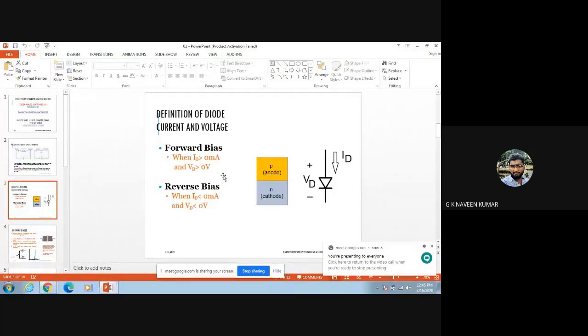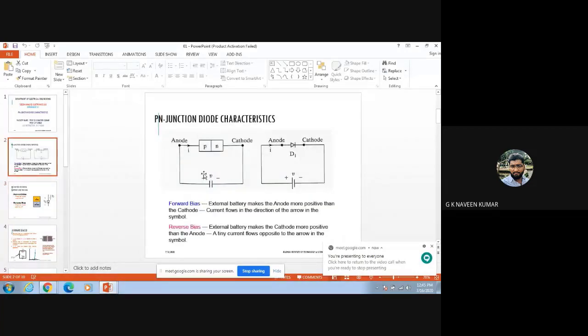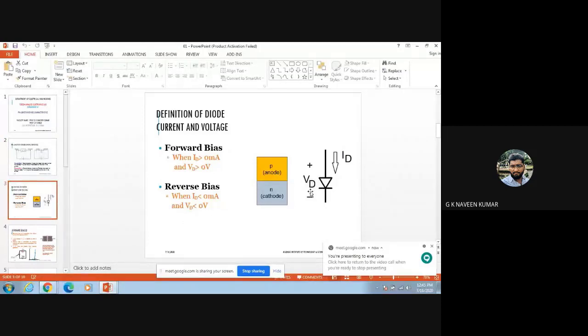Clear? And in reverse bias, the maximum reverse voltage that will be appearing will be in the opposite of this bias voltage. Suppose if I am applying 10 volts, then the reverse voltage appearing across this diode in reverse bias condition will be minus 10 volts, like that. Clear? And here it is mentioned VD is less than 0 volts.